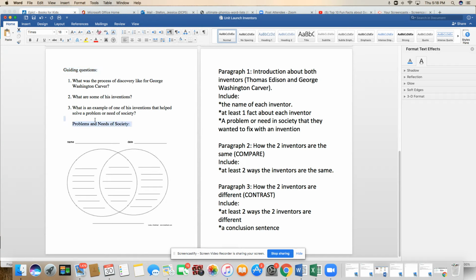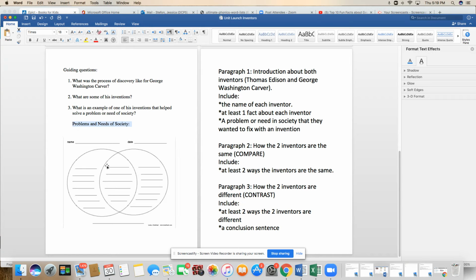And I really want you to focus on this part about the problems and needs of society. We've been talking a lot about how inventors are so important because they look at problems in their community and they use their inventions to try to fix those problems. So we saw that with Thomas Edison, and we're seeing that again with George Washington Carver. So please make sure you're paying attention to that.